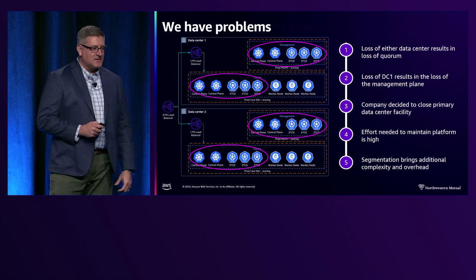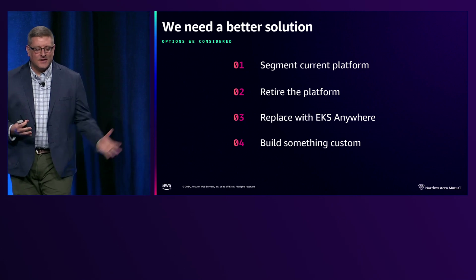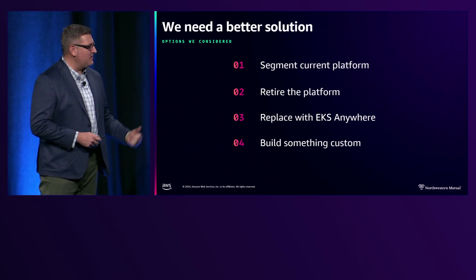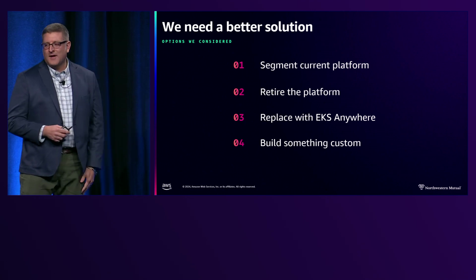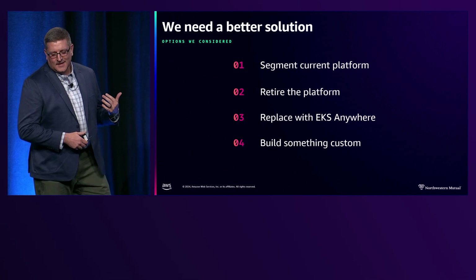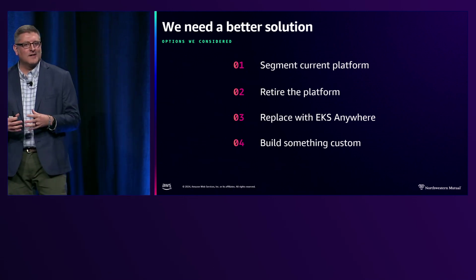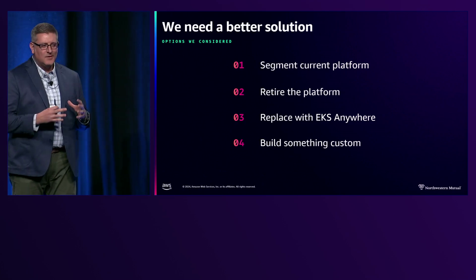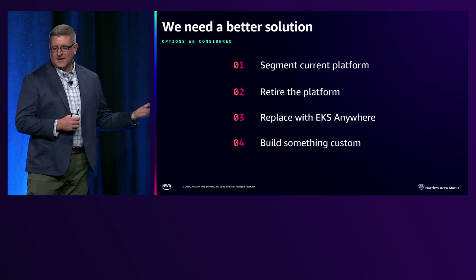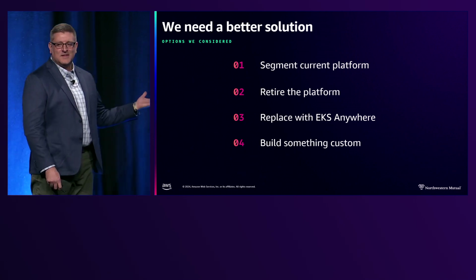So we needed some better solutions. I talked about why segmenting the current platform is not necessarily the best option, but it's out there. We could also retire our on-premise platform, just push everything into the cloud. AWS would love that. But we have a lot of data gravity and latency issues that require us to keep some of our workloads really tightly coupled to those data sets. We could replace it with EKS Anywhere. We're not currently using that. It's a perfectly fine product, but it also would require us to continue to patch and maintain that control plane.